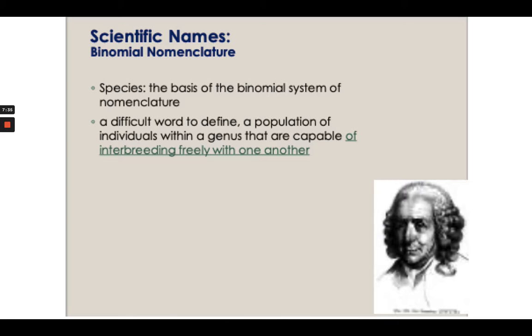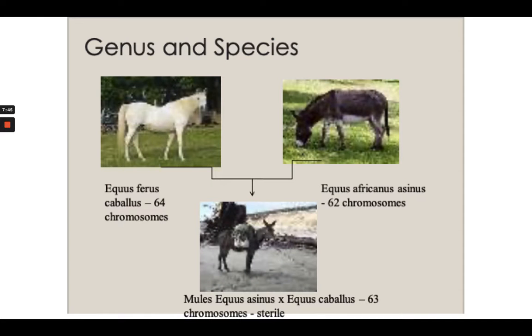Species is the basis of the binomial system of nomenclature, a difficult word to define. It's a population of individuals within a genus that are capable of interbreeding freely with one another. So, for example, we could have this Equus ferus, a horse, mating with a donkey, and you end up with this mule down here.